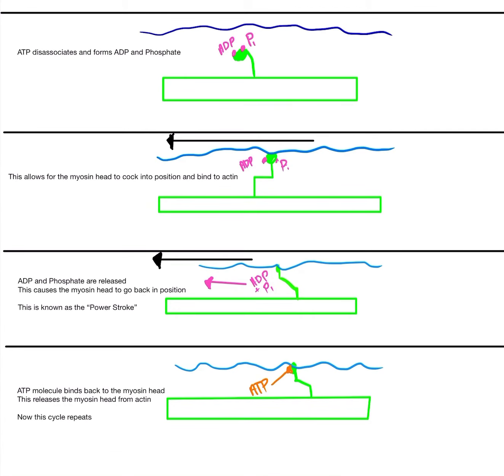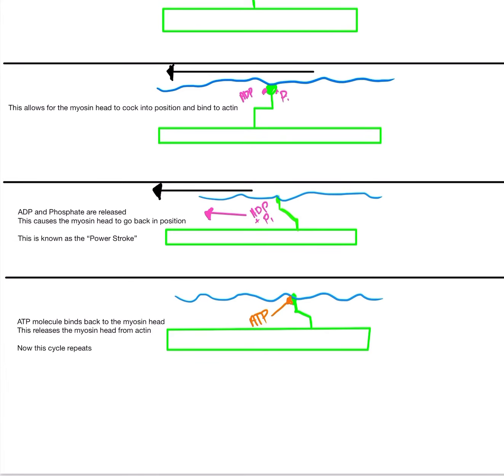Next, ADP and phosphate are released, and this causes the myosin head to go back into position, as shown in this small illustration. This is known as the power stroke. Next, the ATP molecule binds back to the myosin head. This releases the myosin head from actin, and then the whole cycle repeats all over again.